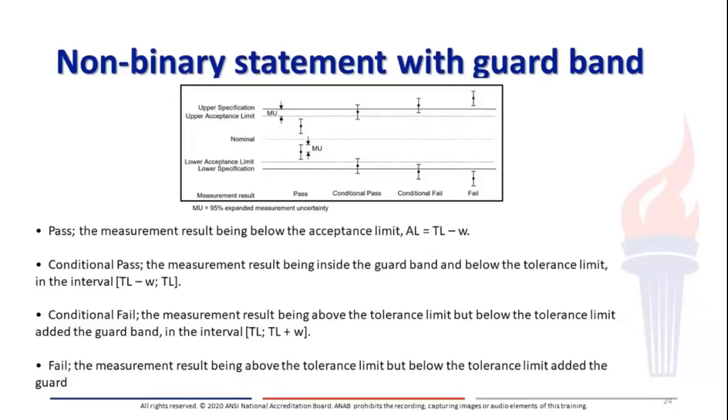So here's a conditional pass, the probability of false accept, the probability of false reject. We have a conditional pass and a conditional fail. With a conditional pass, the measurement result is inside the guard band and below the tolerance limit in the interval, and the conditional fail is the measurement result being above the tolerance limit but below the tolerance limit at the guard band within the intervals as well.